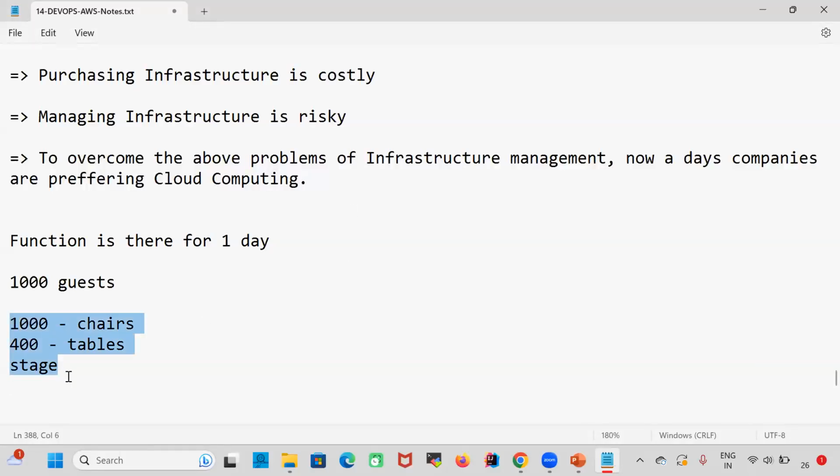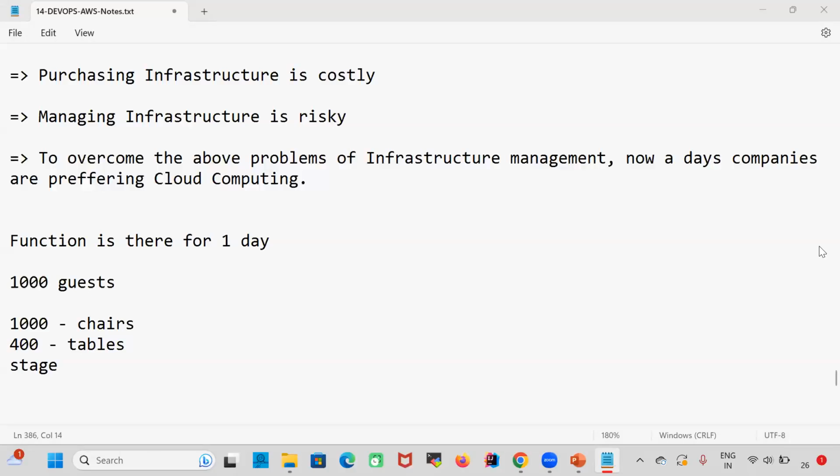So if I purchase all these things, okay, to purchase all these things, I need to spend 10 lakhs. After spending 10 lakhs, I got the chairs and tables, function completed. Then after, where to store these chairs? Where to store these tables? Where to store this stage? Can you manage these things in our house? Do you have that much space in your house to store the chairs, tables, stage for the next function?